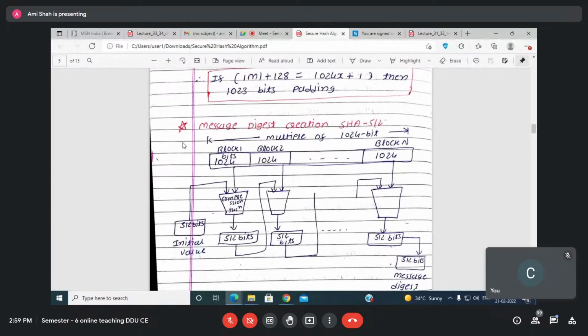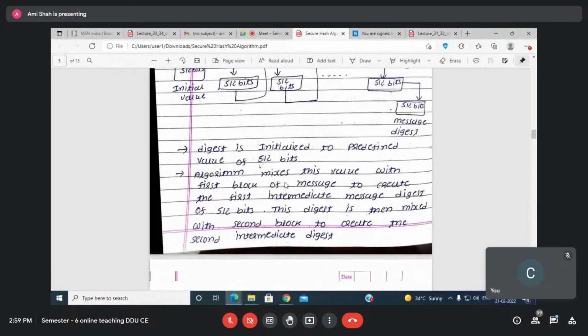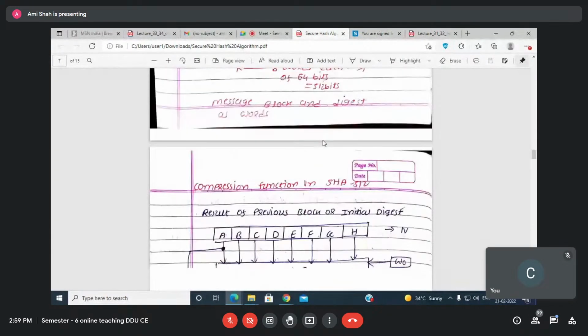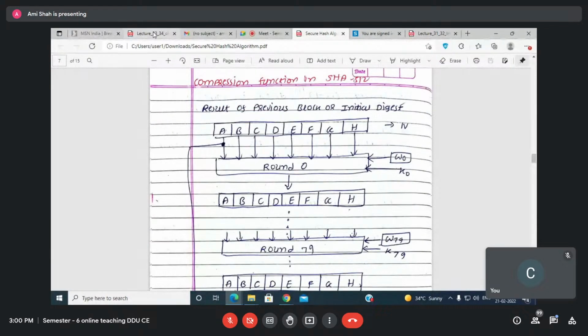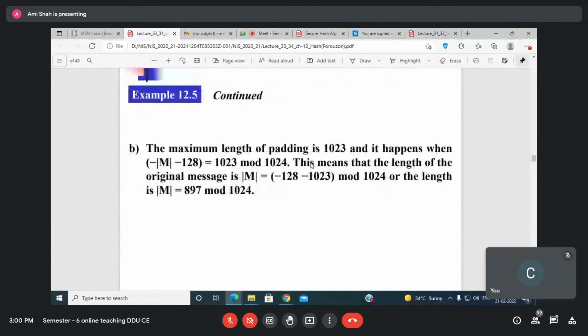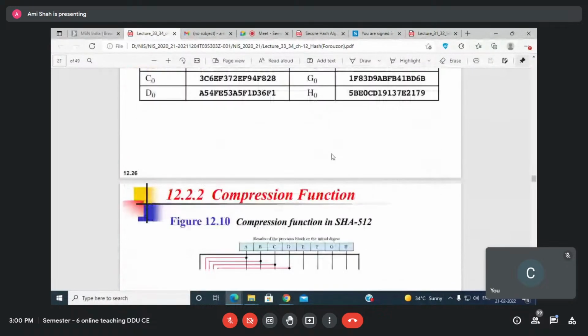In this initial structure, I told you that the initial message digest is mixed with block 1 of the message. Then some processing is done, and finally I get 512 bits, the first intermediate digest. Now how are we adding this first intermediate digest? For that, first you have to understand this compression function, right? So what is this compression function? It is visible properly here. I will show you this figure so you can understand.